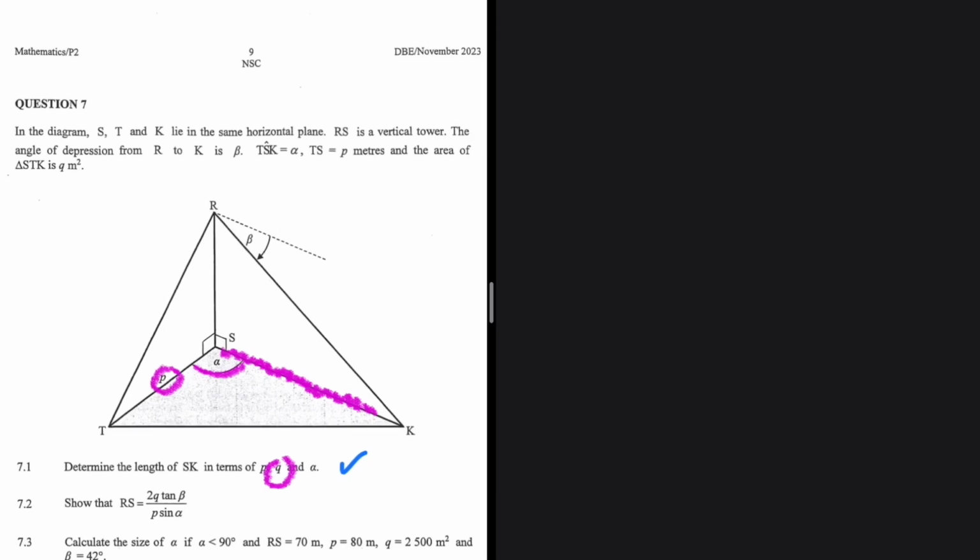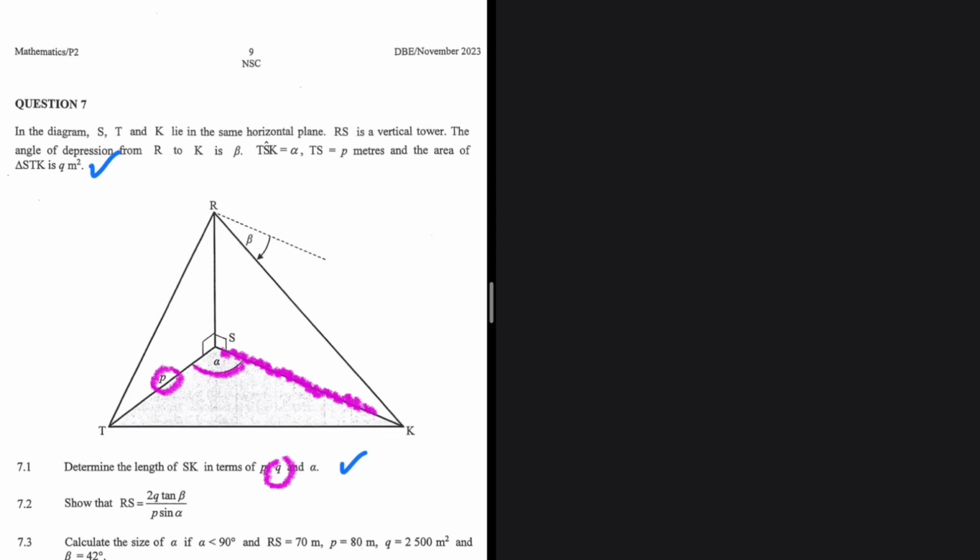So we are told that in the diagram, ST and K lie in the same horizontal plane. RS is a vertical tower. The angle of depression from R to K is beta. Angle TSK is equal to alpha. TS is equal to P meters. And the area of triangle STK is Q meters squared.